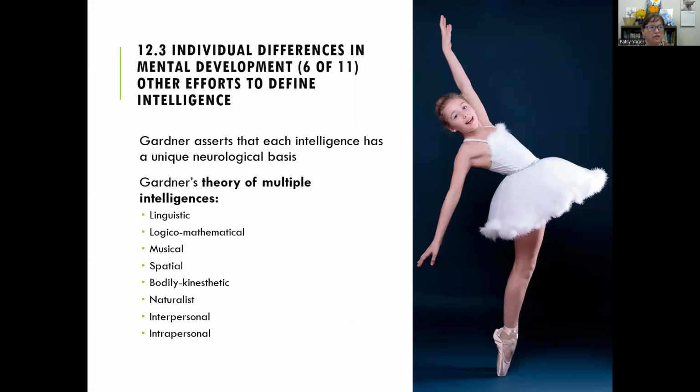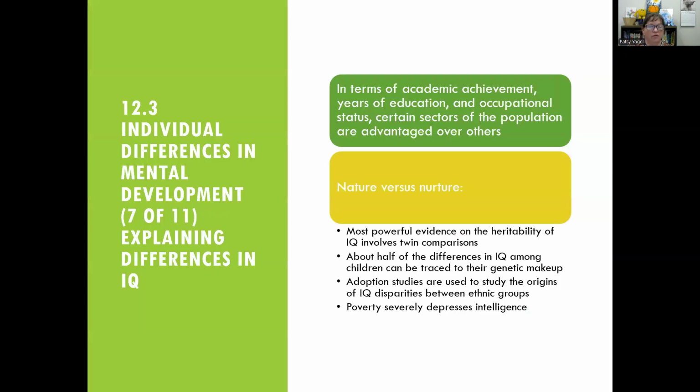Gardner asserts that each intelligence has a unique neurological basis. So here's a list of Gardner's intelligences, and there are a few more that are not on this list, but we've studied Gardner before in other classes. If you've taken other classes with me, we'll continue to talk about Gardner and his theory of multiple intelligences. So make sure that you have a solid understanding of what all of those are.